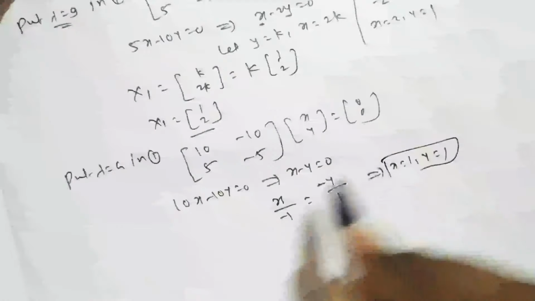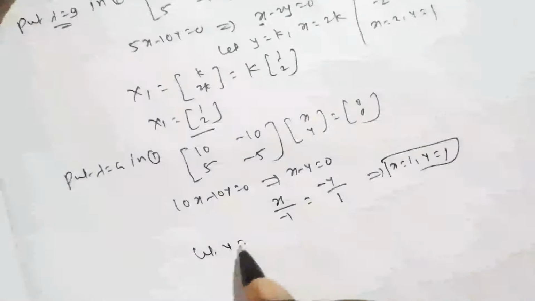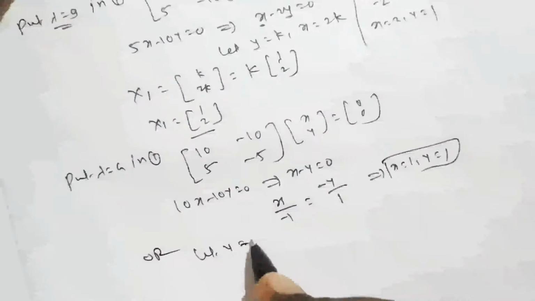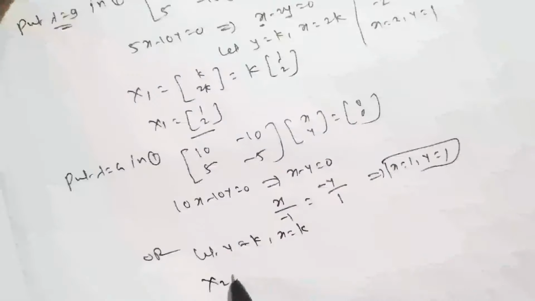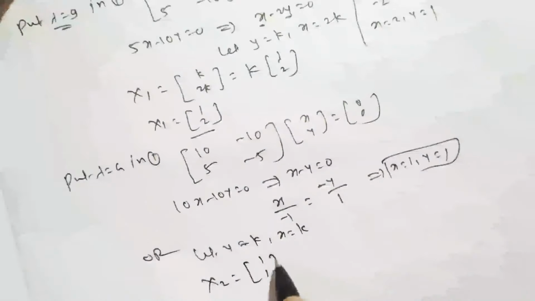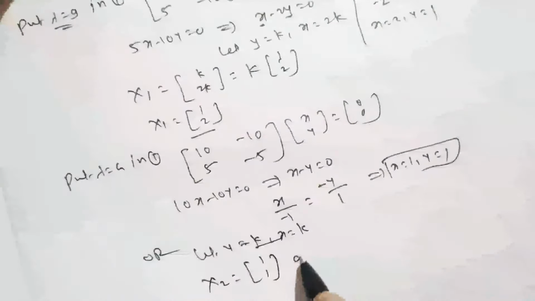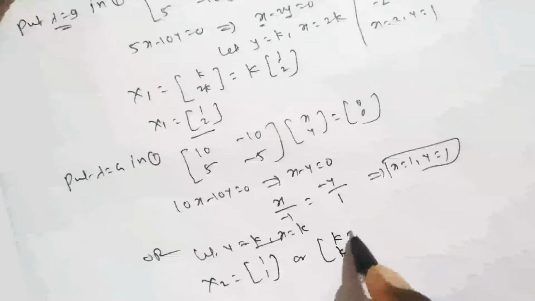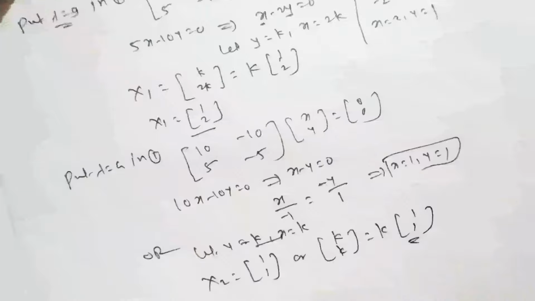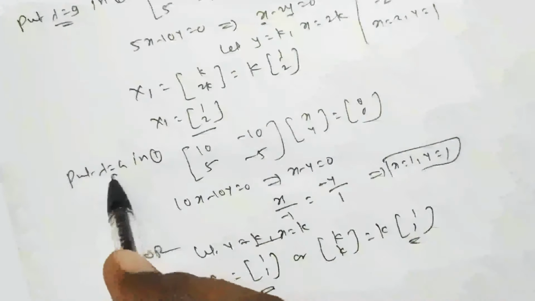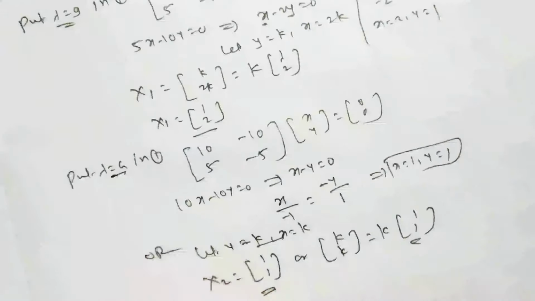This is one way. Or another way, you can take y equal to k, then we will get x equal to k. So k, k, so the second eigenvector is 1 1. Or in terms of k, if we write, then that becomes k, k, and k, k, how do we write? Take k common, 1 1. Okay, so this is the second eigenvector for lambda equal to 4. Okay, thank you.